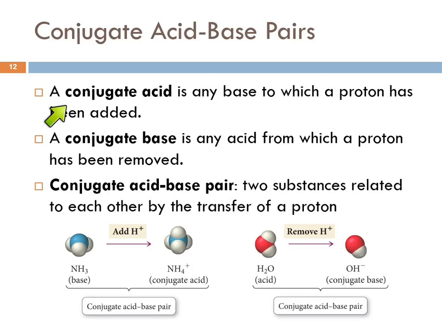A conjugate acid is any base that has added a proton, accepted a proton. And it has to have a plus charge? It does not have to have a plus charge, and we'll see that. A conjugate base is an acid that has donated its proton.